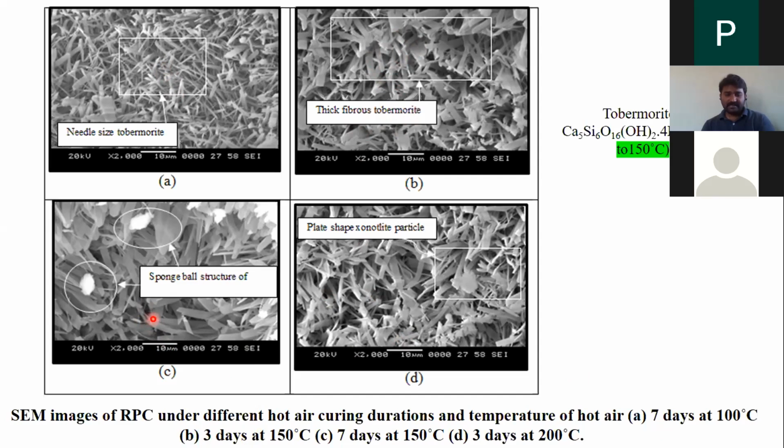Then C part, C is 7 days at 150 degrees Celsius. This is 3 days and 7 days. The size of these needle-like fibrous tobermorites increases as you increase the temperature and curing duration. And at 3 days and 7 days at 200 degrees Celsius, you can see plate-shaped xonotlite particles. These xonotlite particles are also family members of CSH. As temperature and days increase, they are trying to form plate-like structures, converting from needles. These will contribute to the early strength development of our concrete. That is why at 200 degrees Celsius we are getting the highest strength. This we have confirmed from our microstructure study.